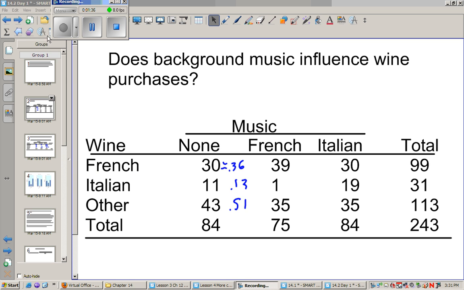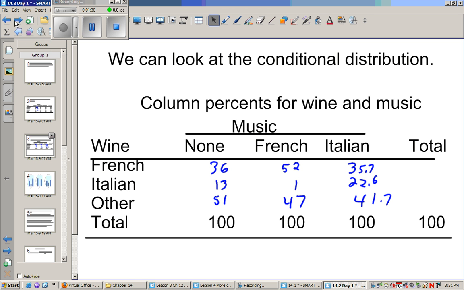Alright, hopefully you've found all of those values. And if you look here, here is the conditional distribution for playing no music, French music, and Italian music. Now, I was just going to round to no decimals, but over here there was a round-off error, which made it impossible for those numbers to add up to 100. So I just decided to carry it out one more decimal.